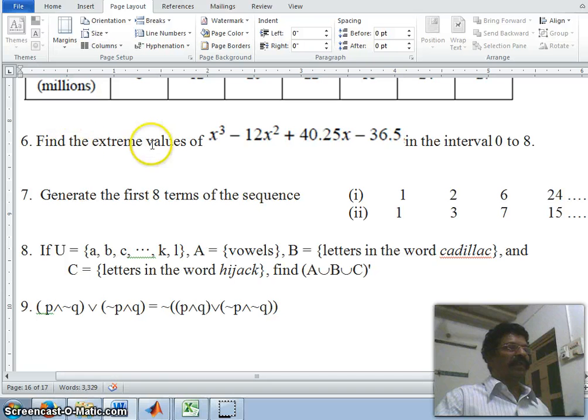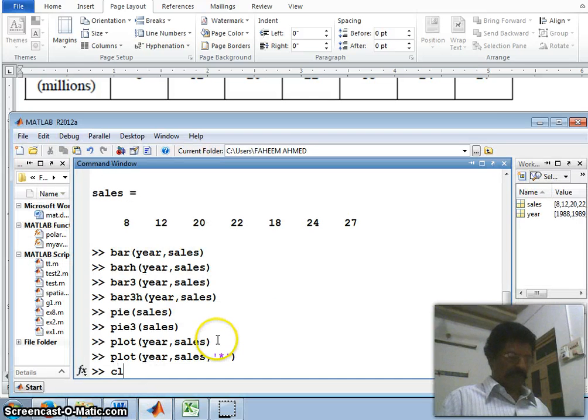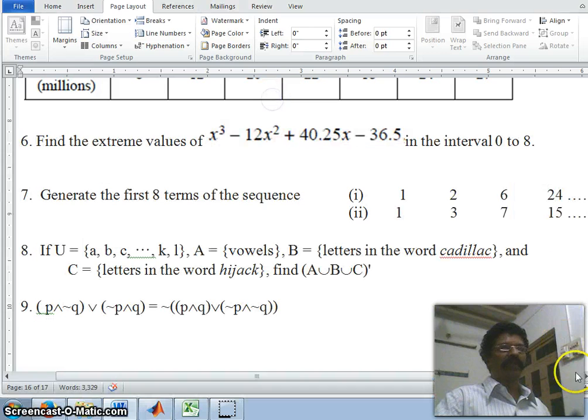Right, then question number 6, find the extreme values of this one. The time is running short, therefore I will be a little bit faster. Therefore I clear all the memory locations, clear the command window. Now my question is I have to find the extreme values.